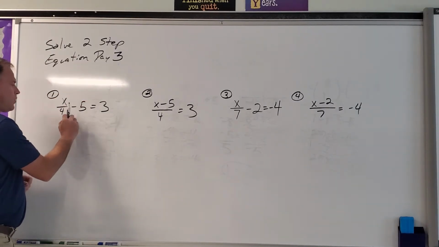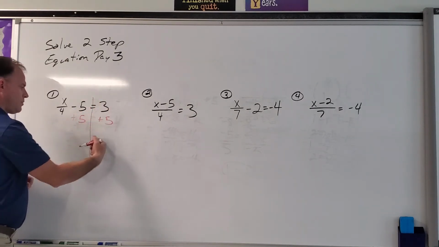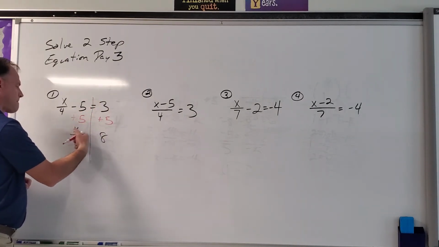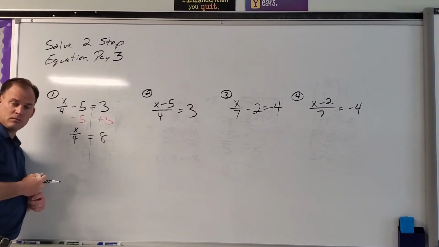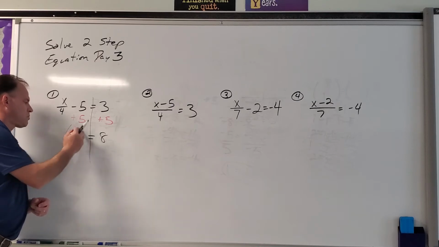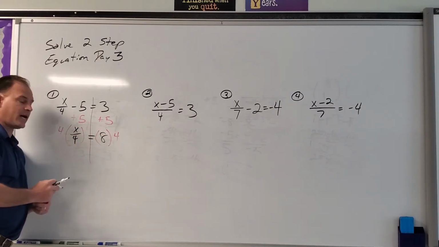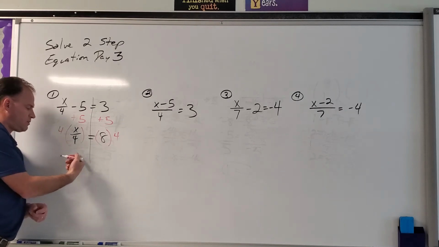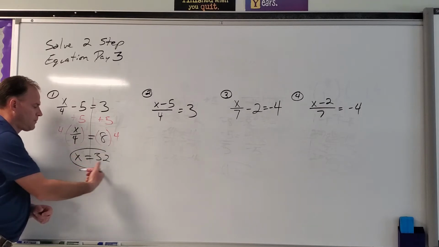4. So now I go plus 5. 3 plus 5 is 8. Bring down the other parts. So what's the opposite of division? Multiply by 4 on both sides. Times 4 divided by 4 gives me just plain x. 32. Done.